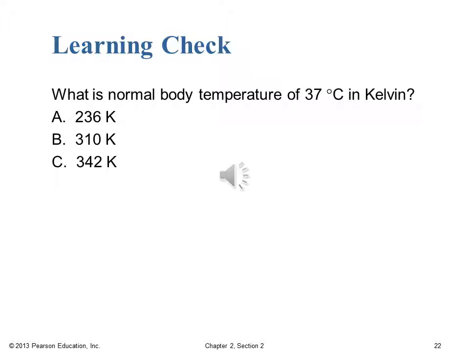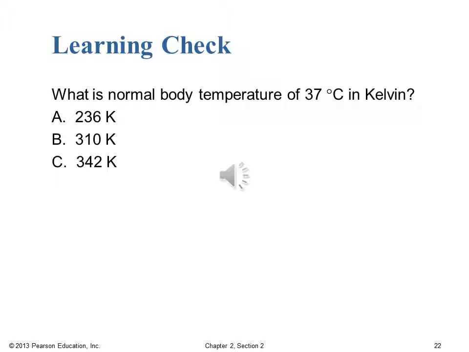Okay, so let's end this lecture video with one last learning check. And this should be an easy one, I hope, because it's only going to involve addition or subtraction, since we're going here between Kelvin and Celsius units. So what is normal body temperature of 37 degrees Celsius in Kelvin? So our answer choices are A, 236 Kelvin, B, 310 Kelvin, and C, 342 Kelvin.